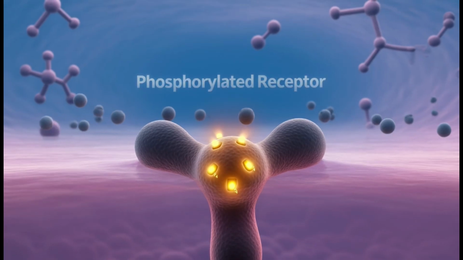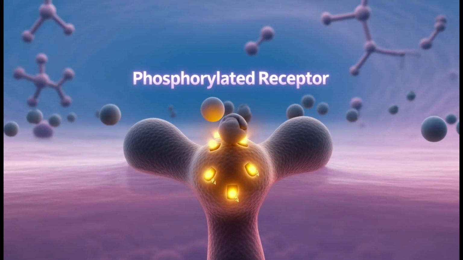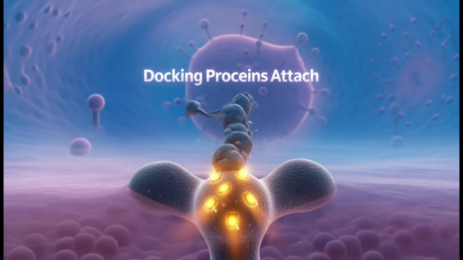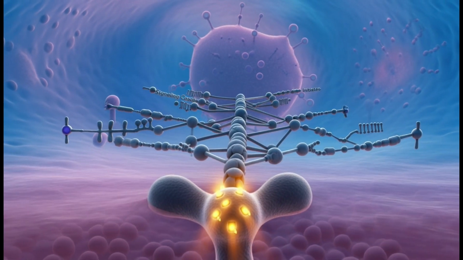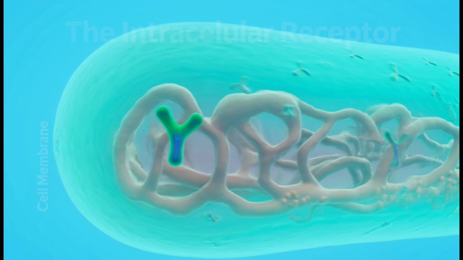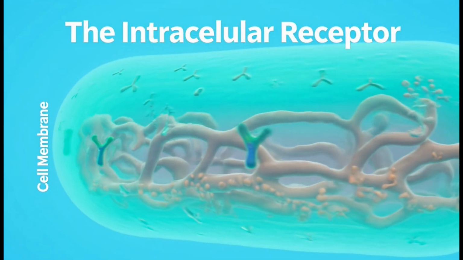Once phosphorylated, the receptor becomes a docking site for other proteins inside the cell, and their attachment sets off the next stage of the cascade, ultimately producing the cell's response. Insulin works through a receptor exactly like this. The last type is the intracellular receptor.